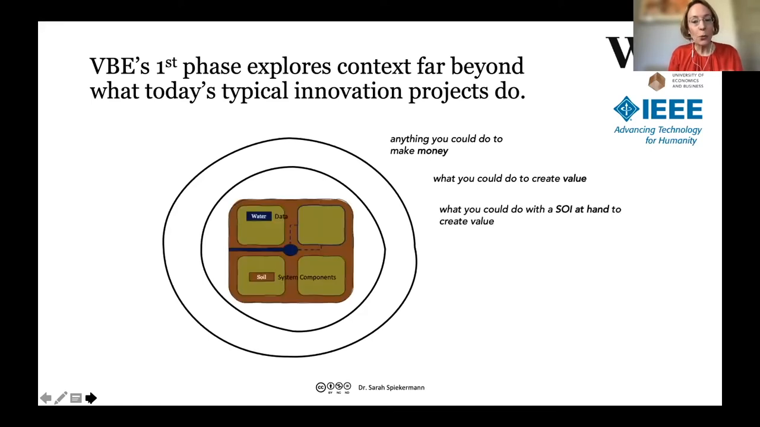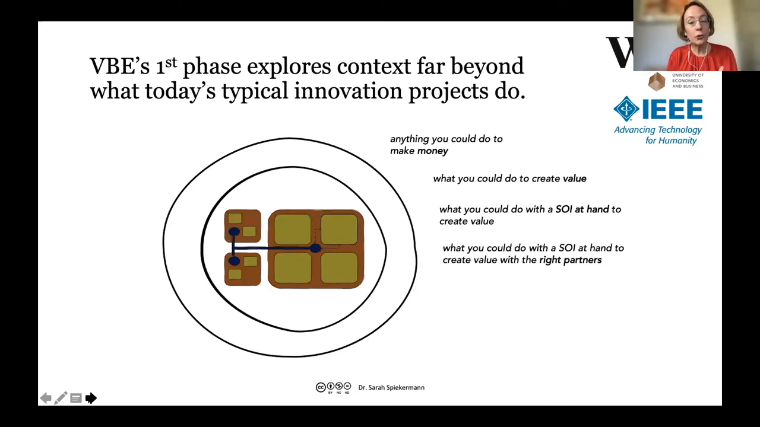The next one is what you could do with a system of interest at hand to create value, because it's important, of course, in an engineering and IEEE context, that we typically don't start greenfield, but we have a system of interest, perhaps a design thinking prototype even, that has come out of a first design thinking workshop. So what could you do with such a system at hand to create value? And as I say that, I'm not talking about needs here. Needs is a special kind of value, but there are a lot of values out there that you can cater to that people don't necessarily need, but where there is a dormant value potential.